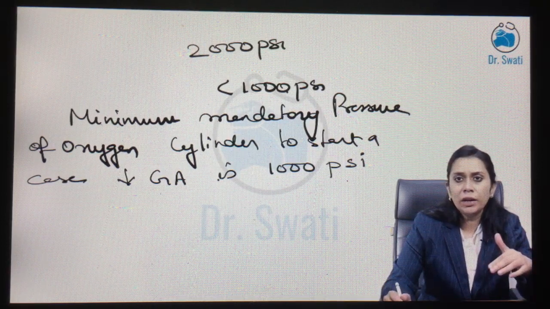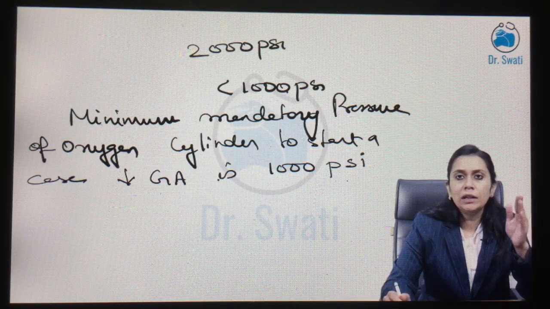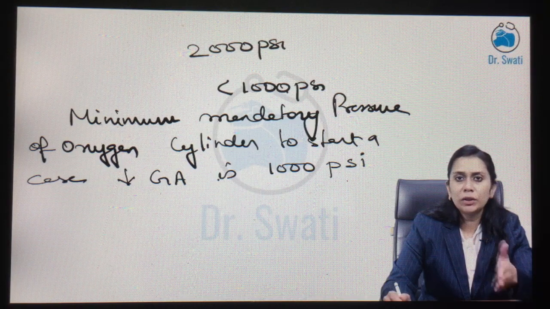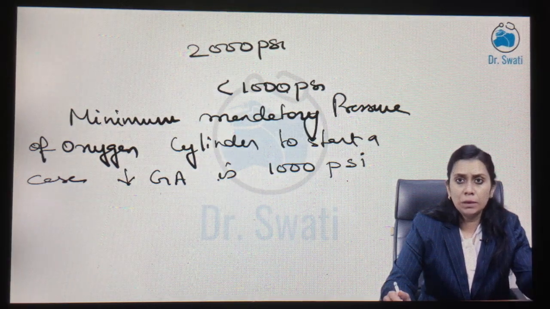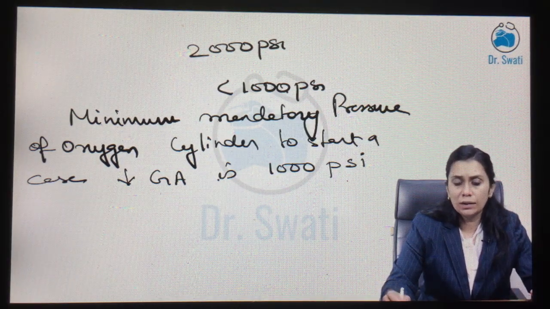This was asked in All India Entrance Exam, and the next year they asked: Type E oxygen cylinder was showing pressure 1000 pounds per square inch. At a normal flow rate of oxygen 2 to 3 liters per minute, how long the cylinder would last?